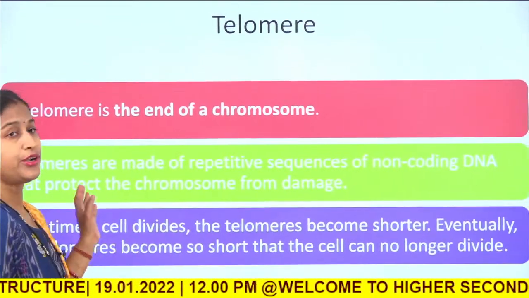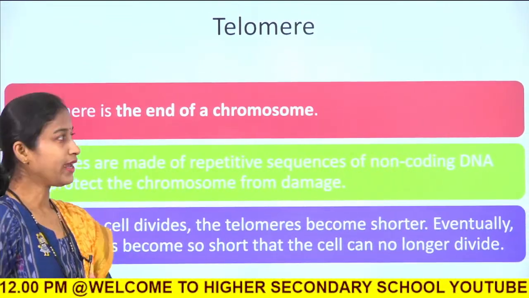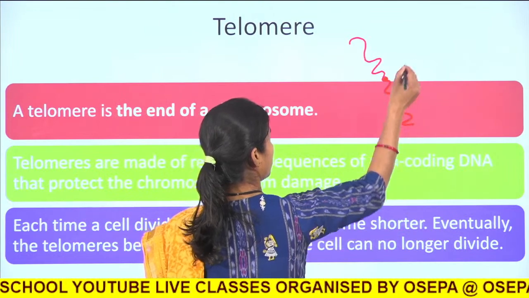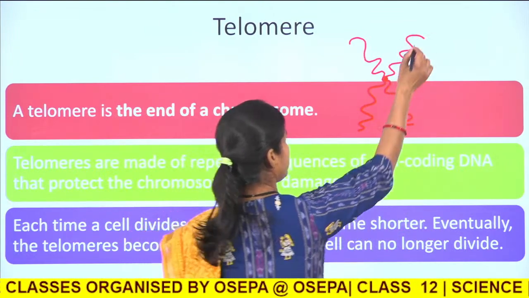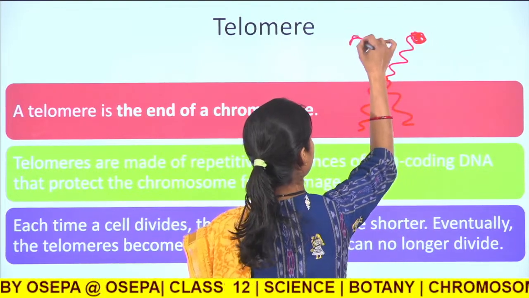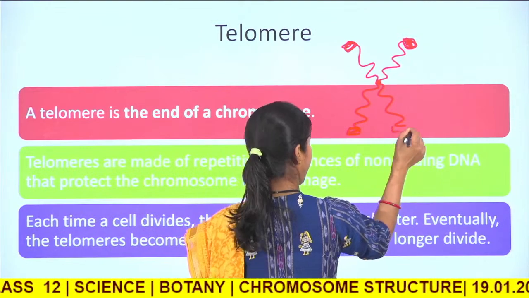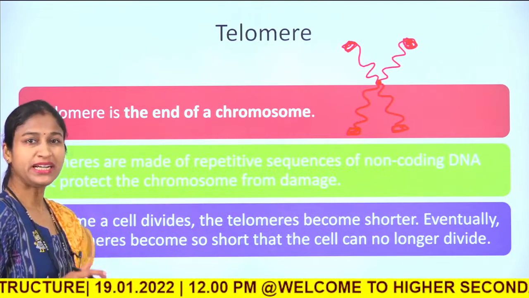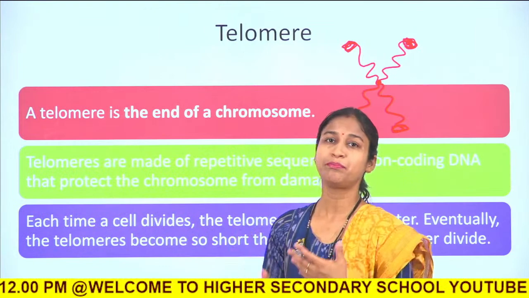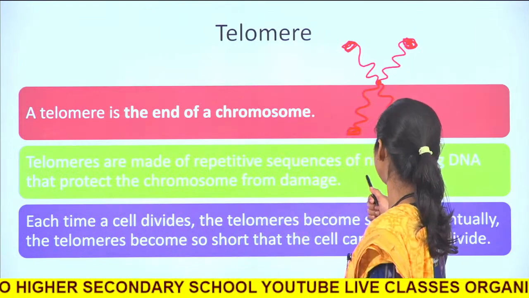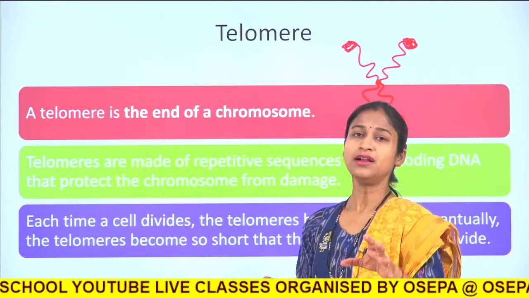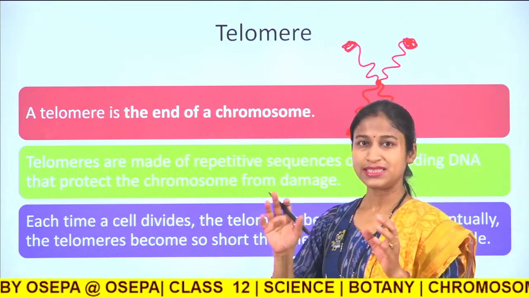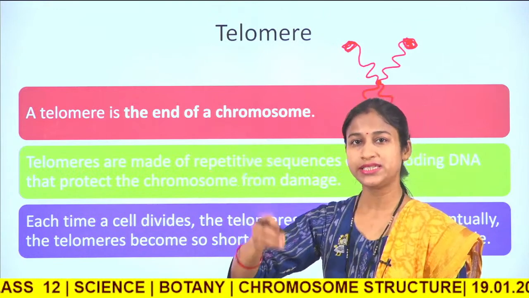Now what is a telomere? Telomere is the end of the chromosome. If this is a chromosome, these are the telomeric ends, that means the end of the DNA or the end of the chromosome. Telomeres are made up of repetitive sequences and they are non-coding DNA. That means the DNA does not code for any protein. So these are repetitive sequences and generally the telomeric ends do not have any gene component.